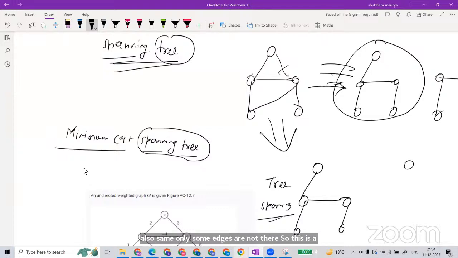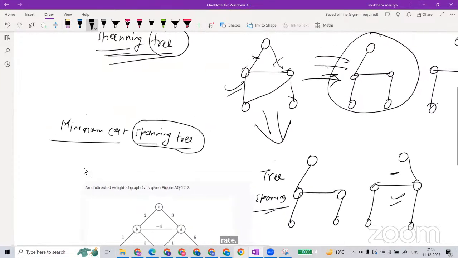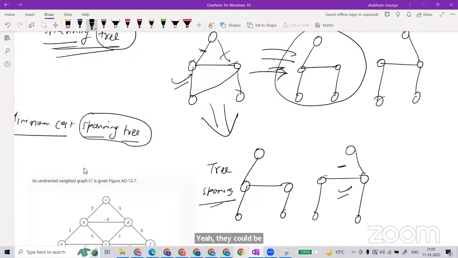There could be another spanning tree. In a spanning tree, the number of vertices will be the same. This one also has the same vertices, and the connecting edges are the same, only a smaller number of edges in comparison to this one. This edge is not there in this graph, but this is a spanning tree. There could be multiple spanning trees, right? Yes, for example, I can have a spanning tree with only one edge removed. I can have a spanning tree with n minus 1 edges removed. Yes, this is another spanning tree. Okay, so let me erase it.